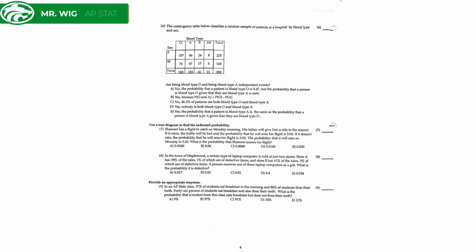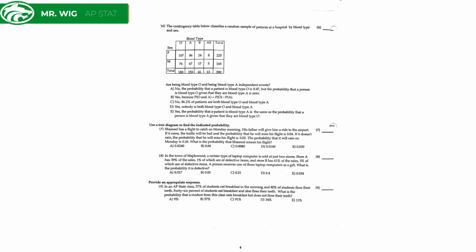On question 16, we have a two-way table, and we have a question that wants to determine whether or not these events are independent, right? Are being type O blood and being type A blood independent events? We have a couple of options, right?